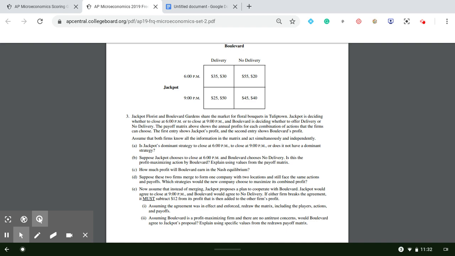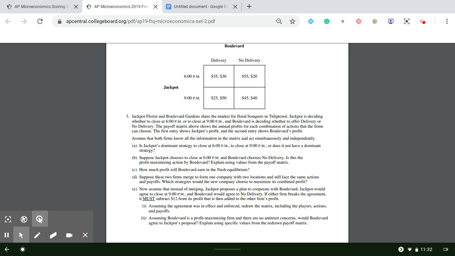or close at 9 p.m. And Boulevard is deciding whether to offer delivery or no delivery. The payoff matrix above shows the annual profits for each combination of actions that the firms can choose. The first entry shows Jackpot's profit, and the second shows Boulevard's profit. Assume both firms know all the information in the matrix and act simultaneously and independently.